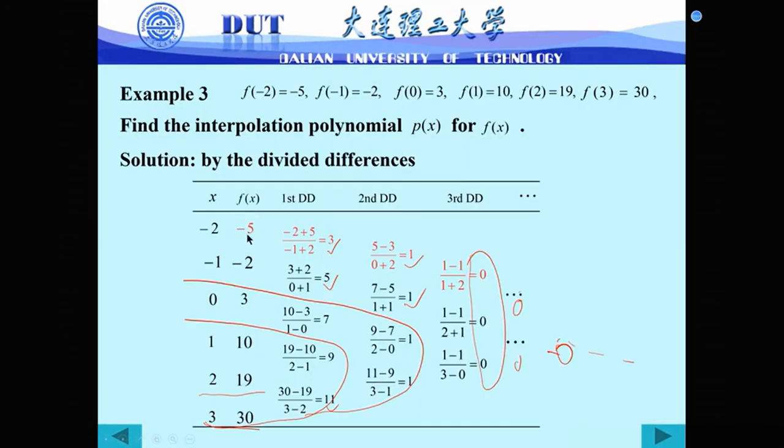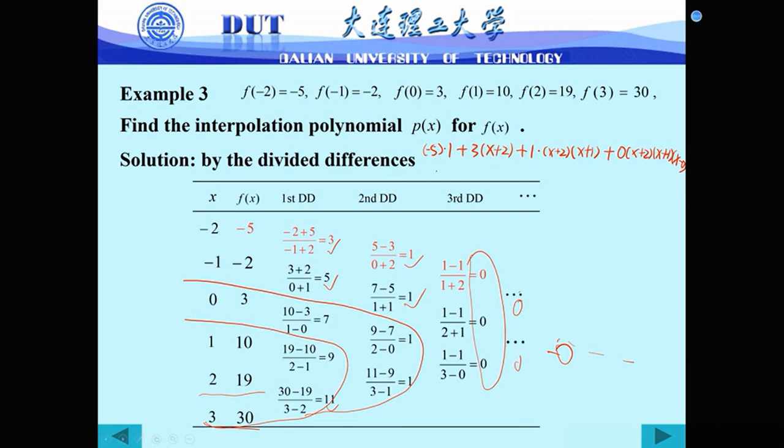Now let's compare. Here is minus 5, I write here directly, minus 5 plus, this is a constant, right? The basis is 1, right? Plus 3 multiply x minus the first node, so it should be x plus 2, and plus 1 multiply x plus 2 multiply the second node is minus 1, so it is x plus 1. Okay, next should be 0. The third DD is 0. So it should be x plus 2 multiply x plus 1 multiply x. You see minus 2, minus 1, 0, so x minus 0. It's okay?